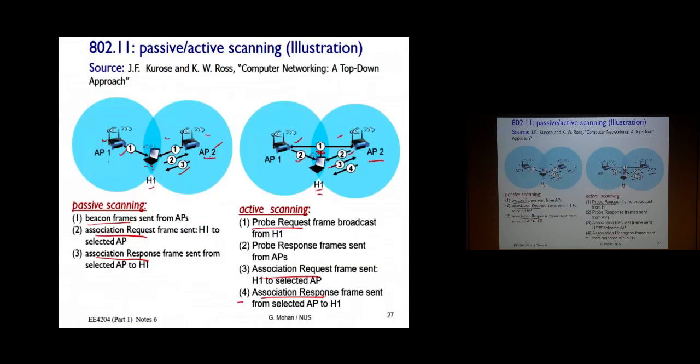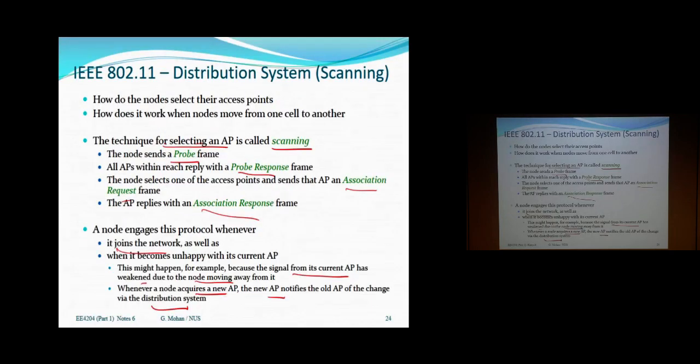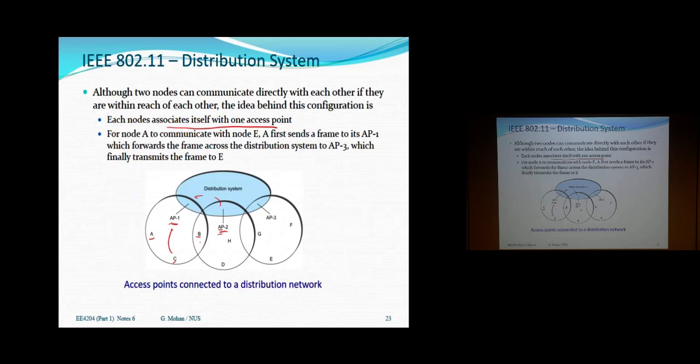4 address fields. Why do we have 4? This is because of the distribution system. For example, A wants to communicate to E. So A has to communicate to AP1, then AP1 to AP3, that's a backend communication. Then AP3 to E, another communication. Am I correct? So within this wireless mode, there are 2 communications, A to AP1, and AP3 to E. So there are 4 entities involved here. The original sender is this. The actual destination is this. But in between, there's an intermediate destination, and this is an intermediate sender.